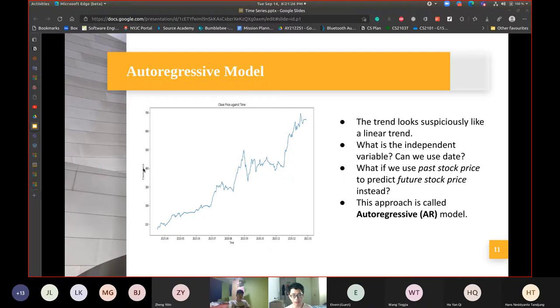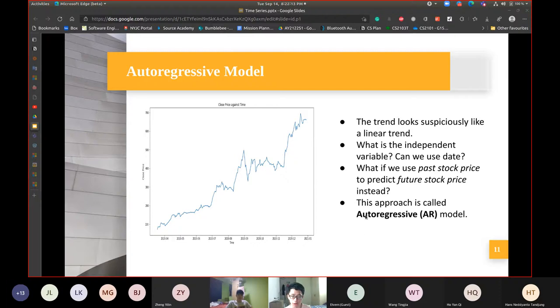Because you shouldn't be able to predict the stock price based on the date. You shouldn't be able to predict what's the stock price on 8 February, if you don't know what price it is now. So while you can draw a straight line and get some prediction, it's a bit strange from a modeling point of view because you are using time to straight away get price. So to avoid this, you want to use the more intuitive one, which is to use past stock price to predict future stock price. And this approach is called autoregressive.